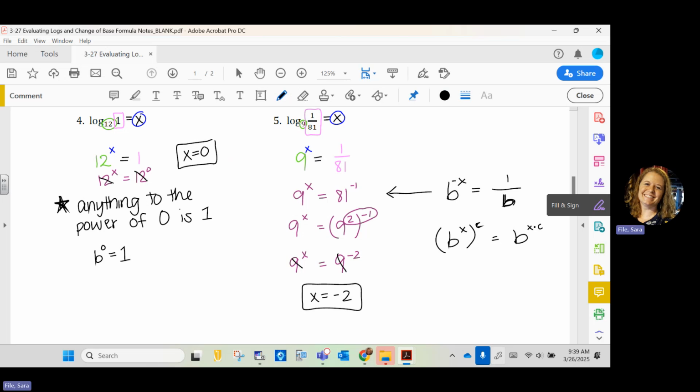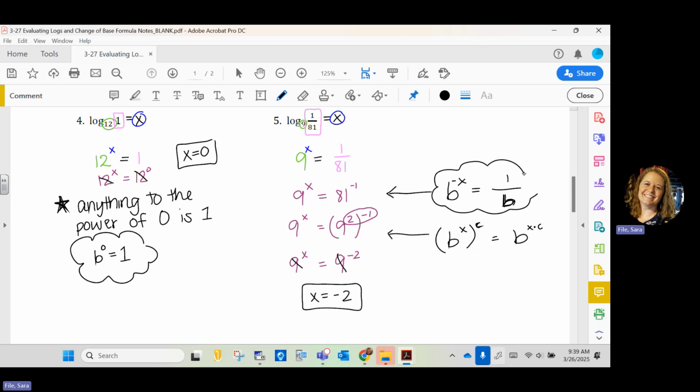Okay, so those are the rules that we just used there. So refreshing on our exponent rules. This exponent rule and this exponent rule. Can't forget about those. Okay, we refreshed on those back before spring break, but I know you had a little bit of time off to forget.